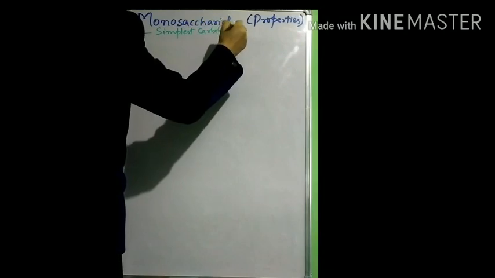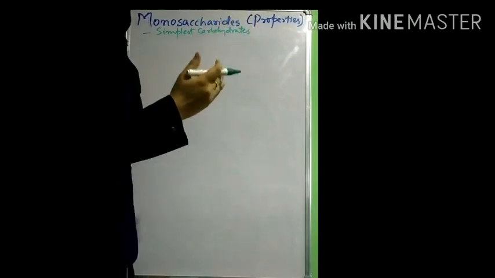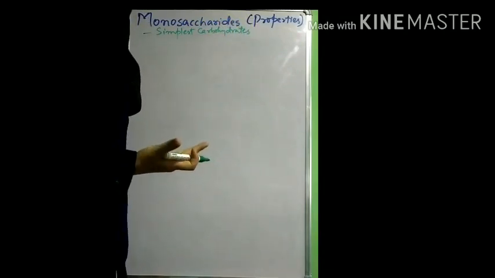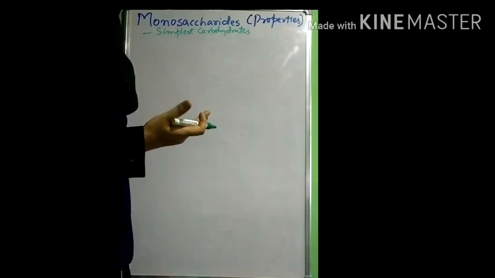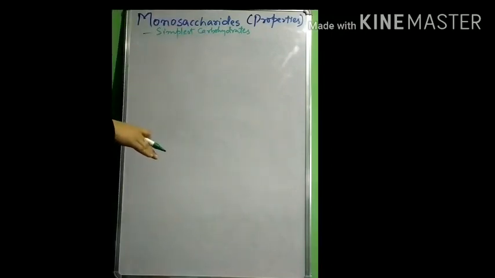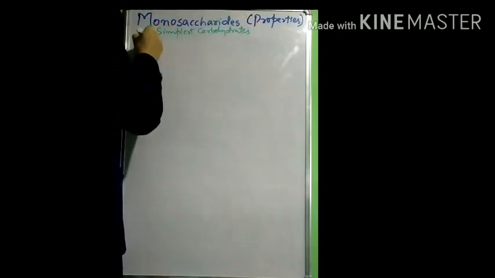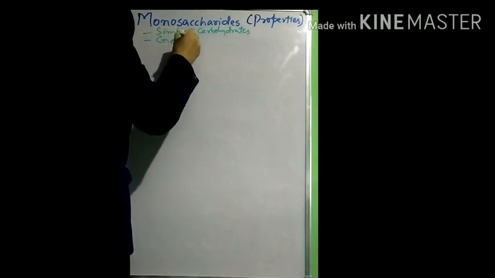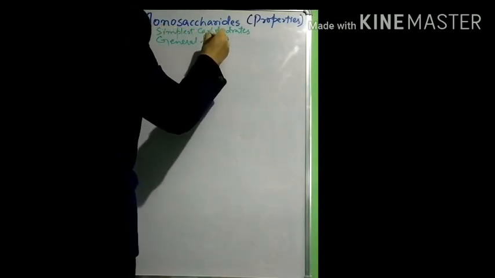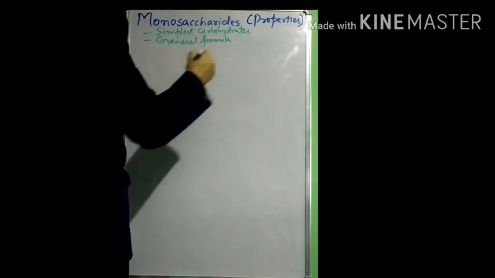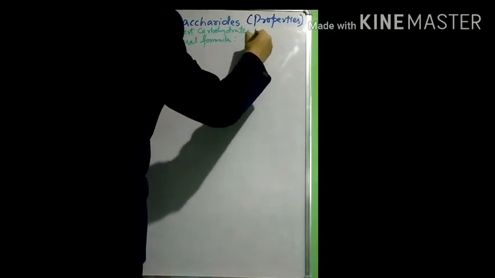They are the simplest carbohydrates. What do you mean by simplest carbohydrates? You cannot further hydrolyze them. You cannot further break them down into simpler monosaccharides. Another thing is their general formula. You have to remember their general formula. It's very important.